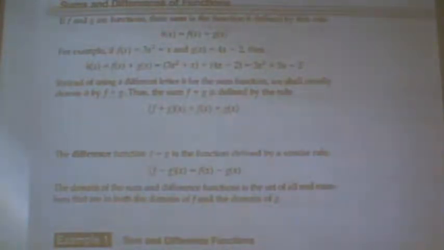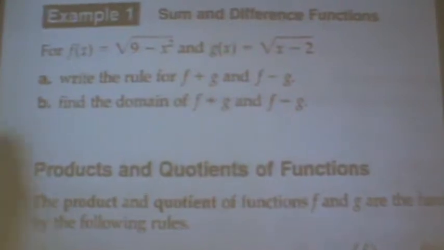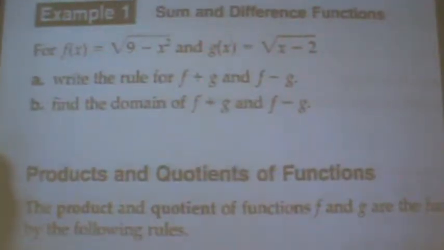We started this on Monday, and we talked about adding and subtracting functions. Now the difference between what we did on Monday and what we're going to do today is the degree of difficulty of these problems is a little bit more rigorous. Okay, so on Monday, what you did was something like this.